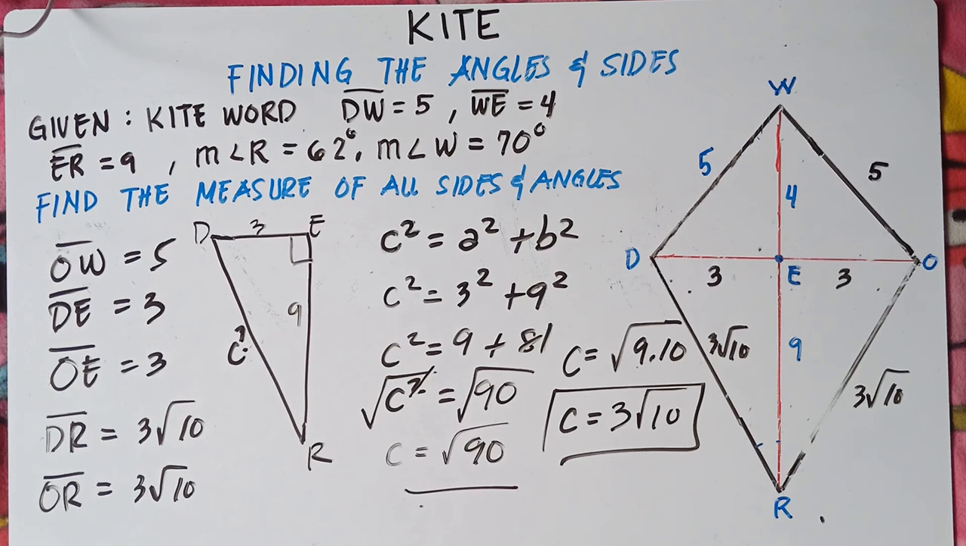So, I think we're done with the sides. Yes, we're done with the sides, and we are also done with the angles a while ago. So that's it, class. That's how you find the angles and the sides of a kite.